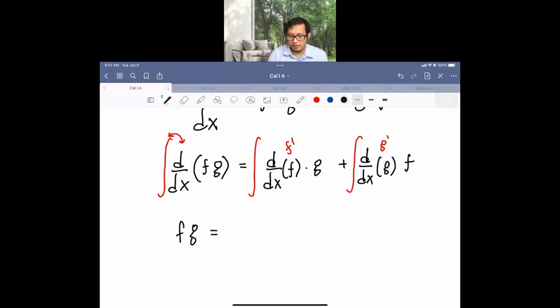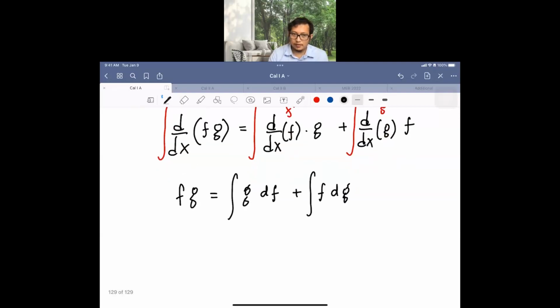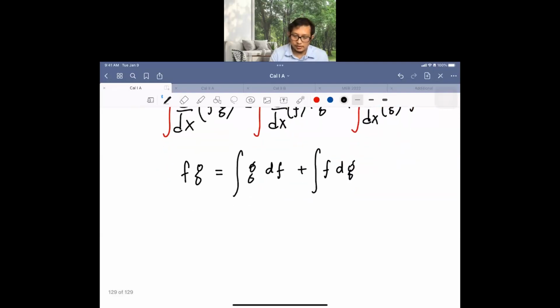And this part we will have the integration of g, and we still have the df because it's actually a derivative. So this will be getting df. Let me write it in terms of df, and this part we will get f dg. If we arrange the order, the integral of f dg becomes fg minus the integral of g df.